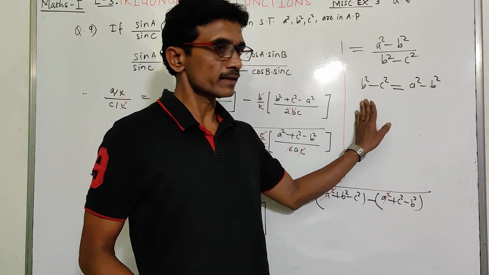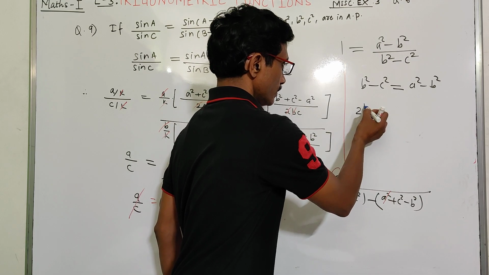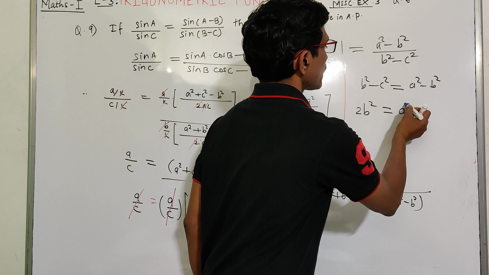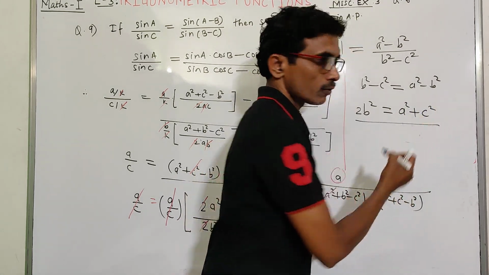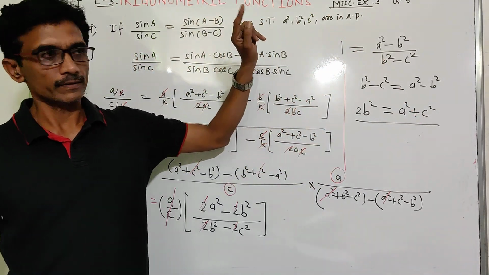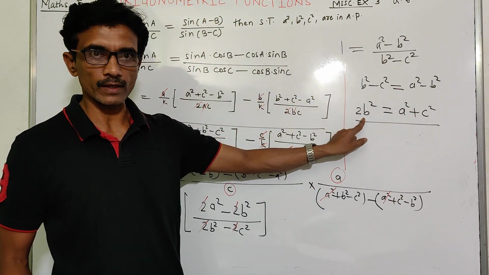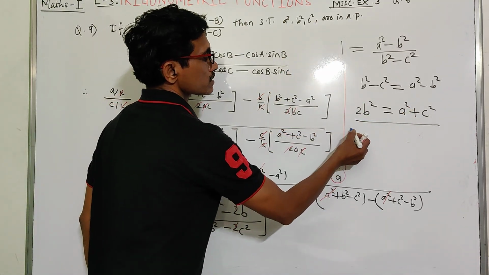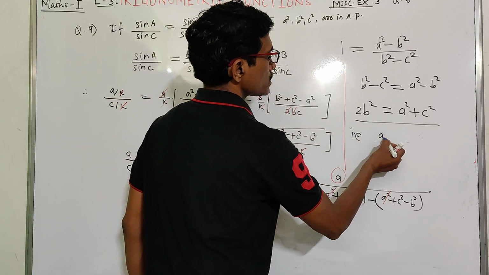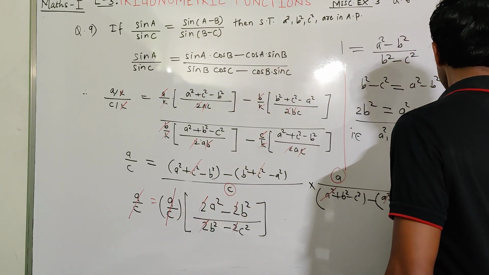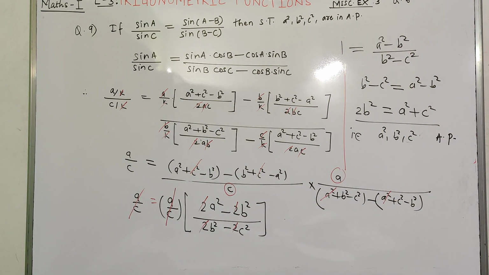This b square we take to the left hand side, so 2b square it will be. C square we take to the right hand side, a square plus c square. What did you infer now? A square, b square and c square, they are in what? AP. Middle term 2 times b square is equal to a square plus c square. That means a square, b square, c square are in AP, which is required to show.